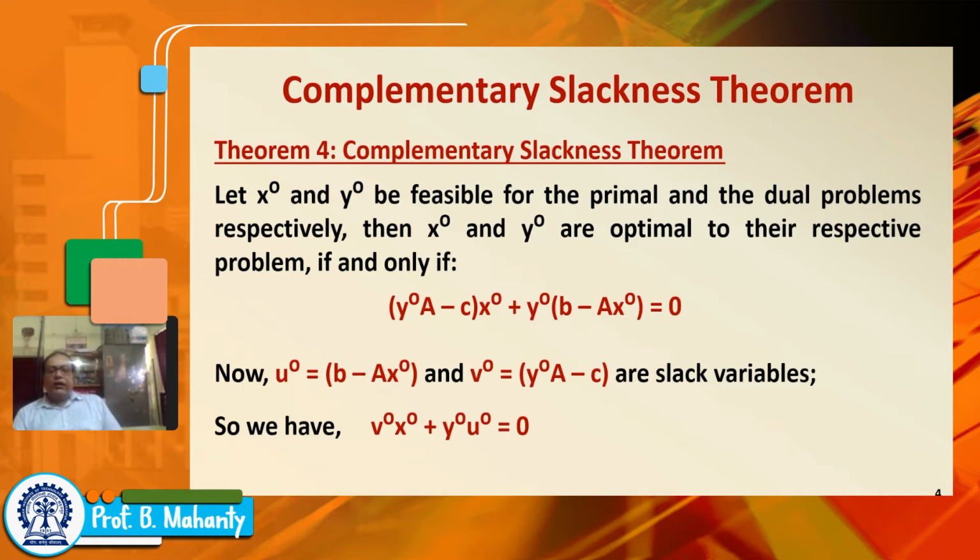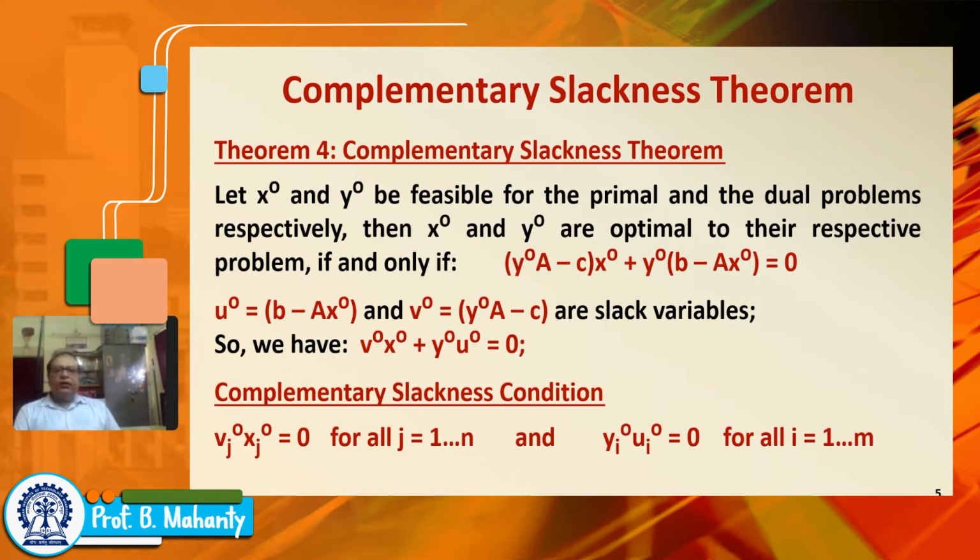Now this equation can become 0 only when individually all the components vj xj and yi ui become equal to 0. Otherwise this total expression cannot become 0. That's not possible. So this is what has been written here in the complementary slackness condition, that vj0 xj0 equals 0 and yi0 ui0 equals 0 for all i equal to 1 to m. All right. So that is usually called the complementary slackness condition, which is a special case of the complementary slackness theorem.